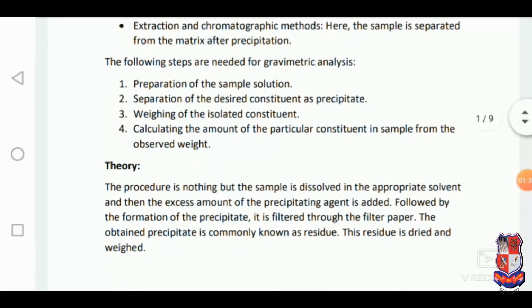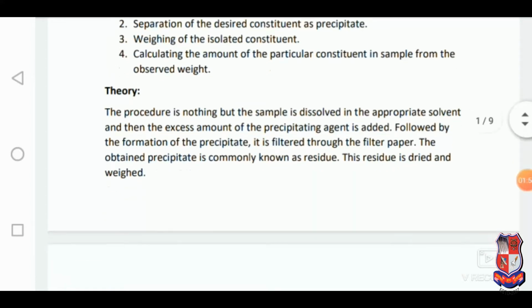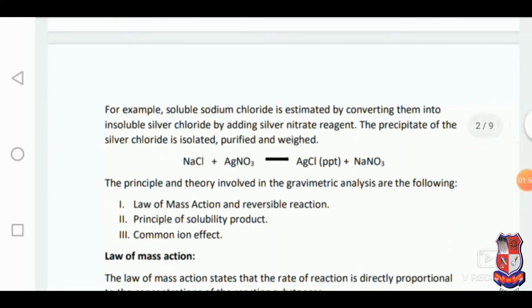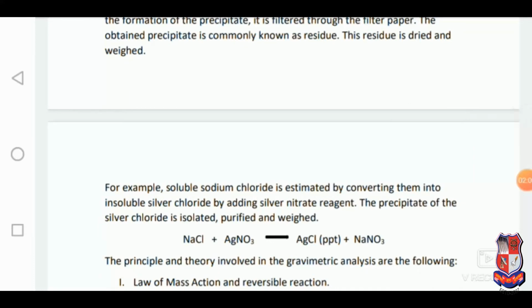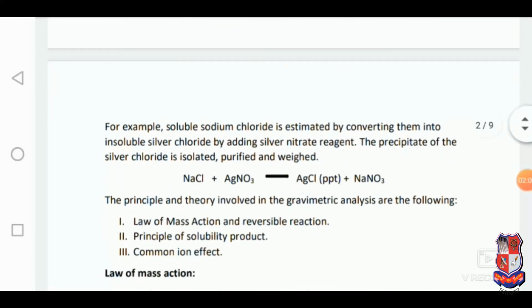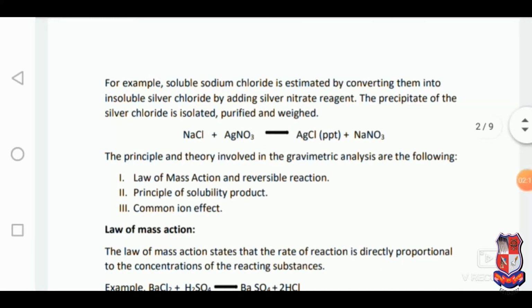First one is precipitation of sample solution, separation of desired constituent as precipitate, weighing of isolated constituent, calculating the amount of particular constituent or analyte in the given sample from the observed weight. Theory includes various types of techniques and a principle which is very essential to understand the particular gravimetric analysis. For example, in the given reaction between NaCl and AgNO3, we will get the precipitate of AgCl and the byproduct NaNO3. So that NaNO3 has to be removed in the washing part of the gravimetric analysis.